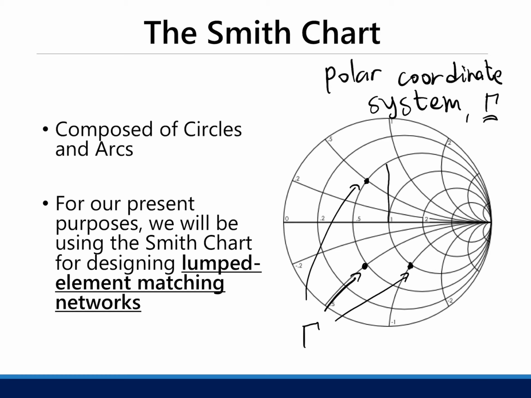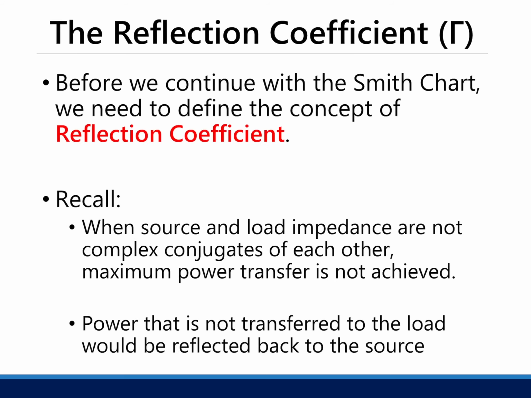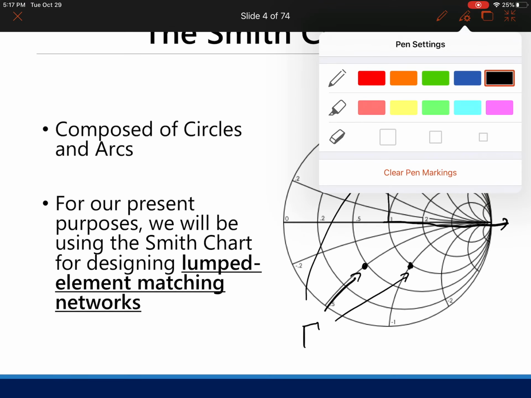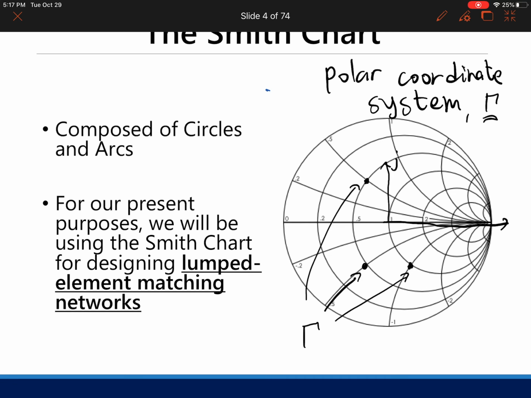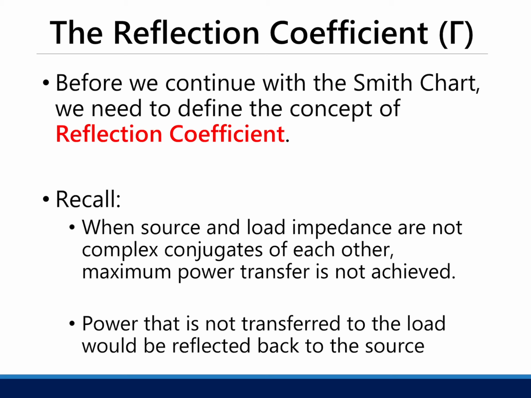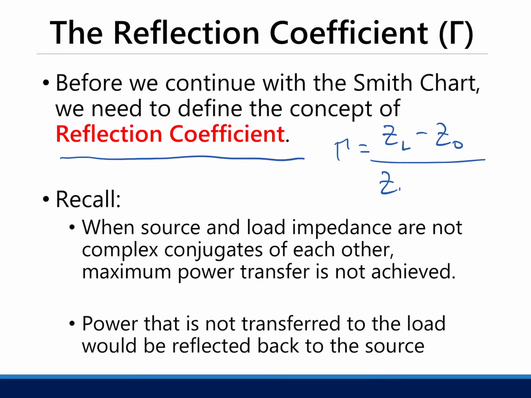This would mean that this axis is the imaginary axis and this axis is the real axis. Let me just change the color of the pencil. Okay, let's use blue. There we go. So this is your real axis. That's what I told you earlier: your Smith chart is the graph of the reflection coefficient. The reflection coefficient is related to the load impedance by this equation, where Z0 is your characteristic impedance.